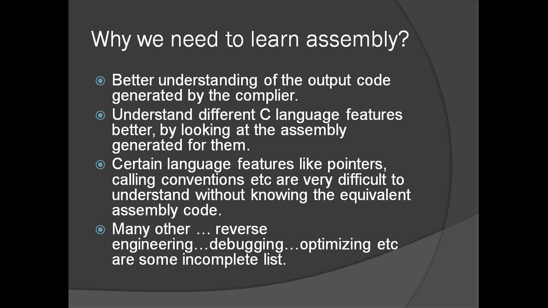So why do we need to learn assembly language? There are many reasons. One is better understanding of the output code generated by the compiler. Basically, the compiler generates assembly language instructions, so to understand that better, you need to know assembly language. Understanding different features in C like pointers, calling convention, etc. requires the understanding of assembly language.